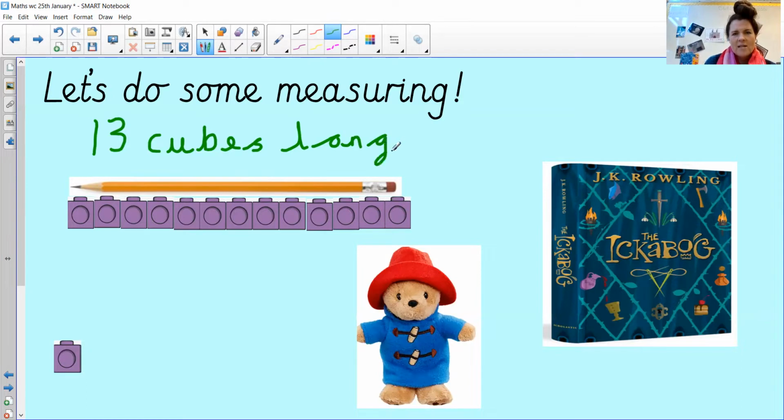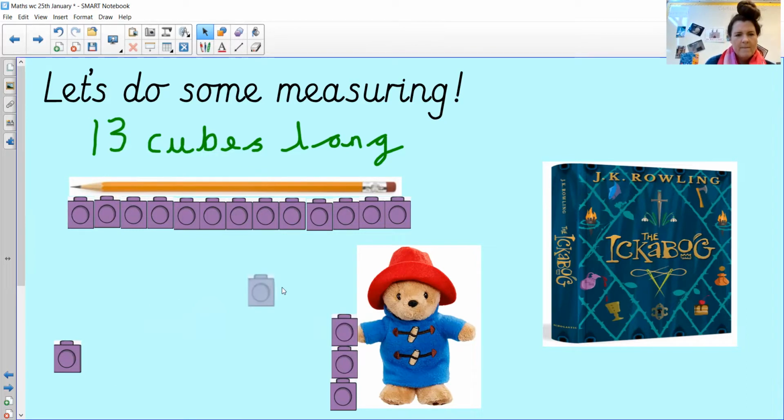Now, I've got a little Paddington bear here. Should we find out how tall our Paddington is? Maybe you could have a little guess. How tall do you think our Paddington bear is going to be with these cubes? Let's find out. 1, 2, 3, 4, 5. Oh, so my Paddington is exactly 5 cubes high.